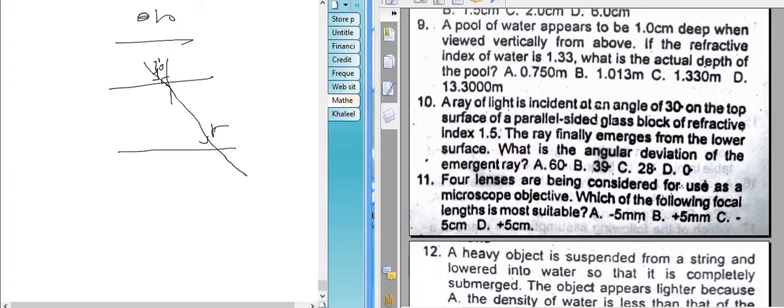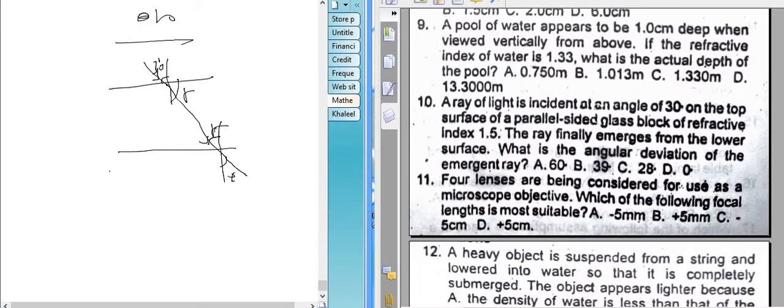So this is the angle of refraction R, and this is the refracted ray. So we have the emergent angle here. The emergent angle is what we are looking for to get the deviation. This angle of refraction is the same as the angle of incidence at the lower surface, the lower medium.